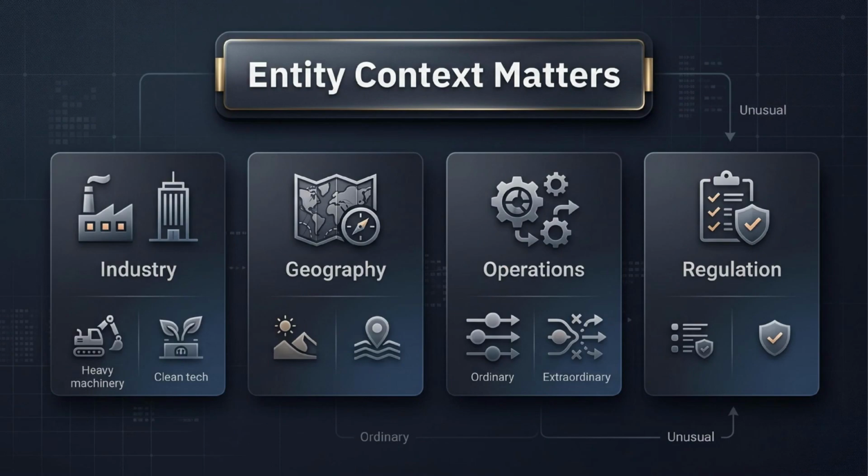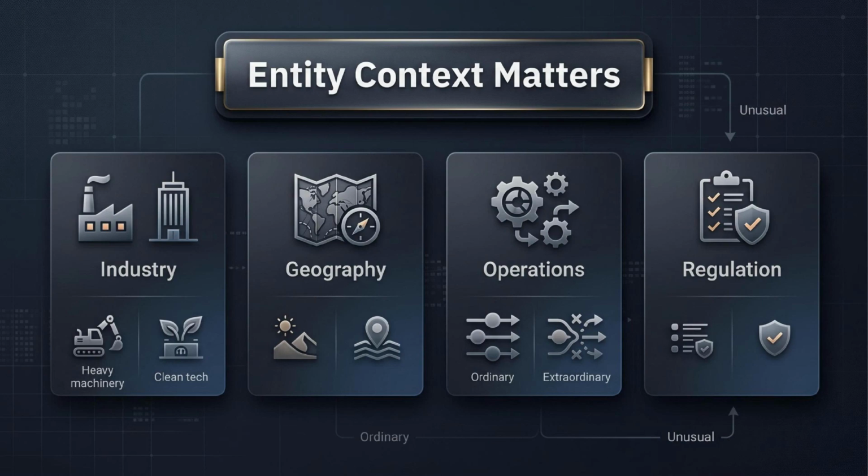Entity context matters heavily. The same event can be unusual for one company and ordinary for another. A major equipment breakdown may be unusual for a software consulting firm, but not necessarily unusual for a heavy manufacturing company where equipment downtime is part of operating risk.